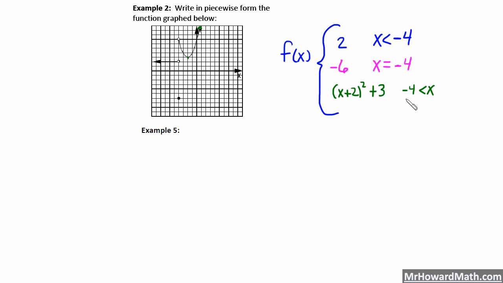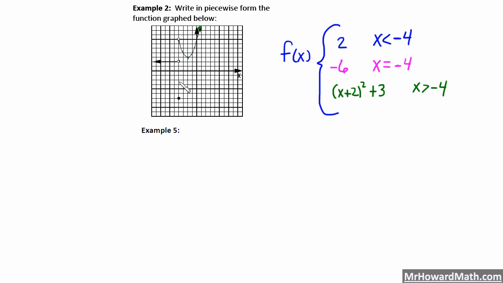And that's it, right? We could say less than positive infinity here, but I'm going to erase that and just call it x greater than negative 4. It's simpler to list it this way, and it means the same thing. This continues on forever. It's hard to see there, but you do have an arrow where this parabola goes on forever. So just three pieces there.